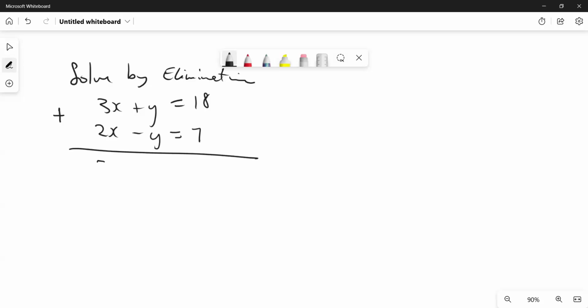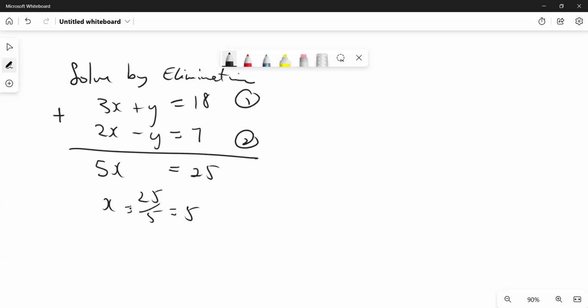And you get 5x. Plus y and minus y add to give you 0. And then you have 25, so x is equal to 25 over 5, which is 5. So the nature of the equations kind of dictates what you should eliminate. So we got x equal 5. Let's call this equation 1, equation 2.